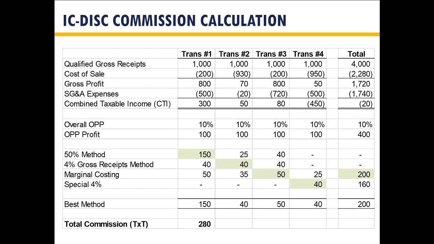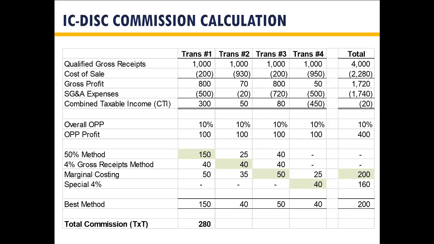The marginal costing method, we take the lesser of our gross margin, which is $800, the $1,000 less the $200 cost of sale, or our OPP profit, which is our gross receipts, and we're going to assume our overall profit percentage here is 10%. So our OPP profit is $100. So we take the lesser of 800 and 100, so that's $100, multiply that by 50%. So we have a $50 commission under the marginal costing method. So our best method here is the 50% of what we call regular costing CTI, which is $150.